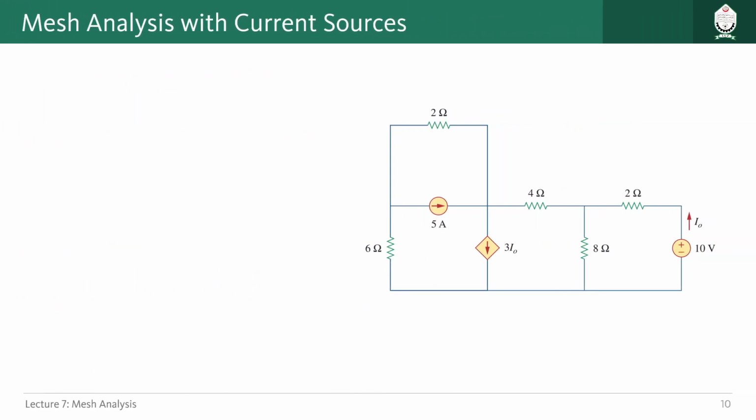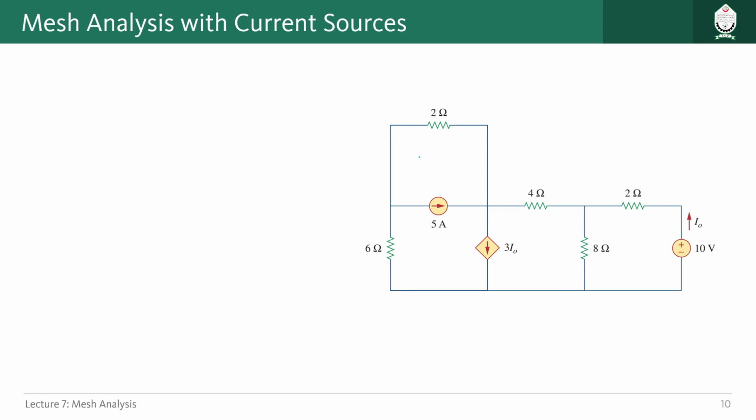Now, based on the discussions we have made, we can finally solve a problem for mesh analysis with current sources. So here we can see we have two different current sources. One of them is independent, another one is dependent. So we have to use super meshes to solve this problem. But first of all, the first step is to define the mesh currents and their directions. So let us try to do that.